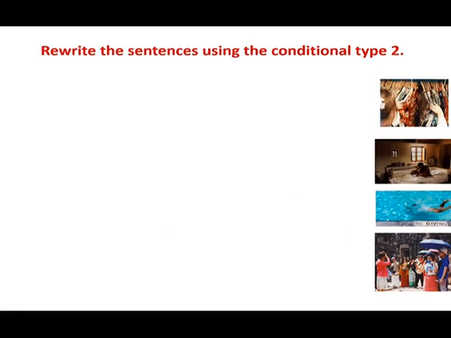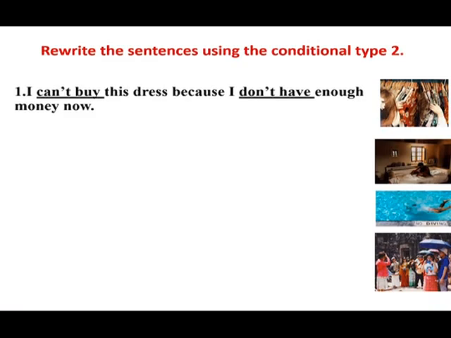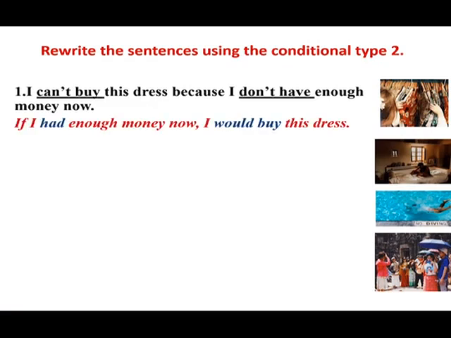Okay, now what you're going to do is rewrite the sentences using conditional type 2. You are going to write the sentences again. For what is in the first picture, this woman wants to buy a dress, but she doesn't have money, right? She said, I can't buy this dress because I don't have enough money now. So if you imagine the unreal situation, what would you say? We can say, if I had enough money, now I would buy this dress. But the reality is that she doesn't have enough money, okay?